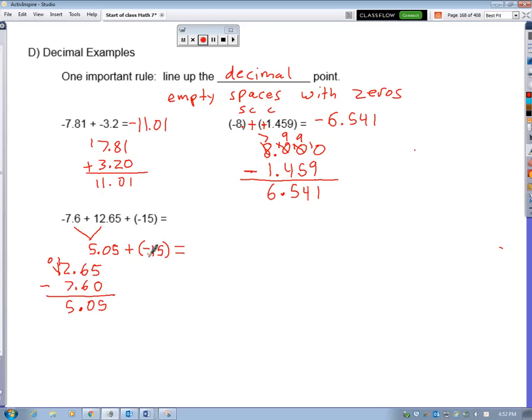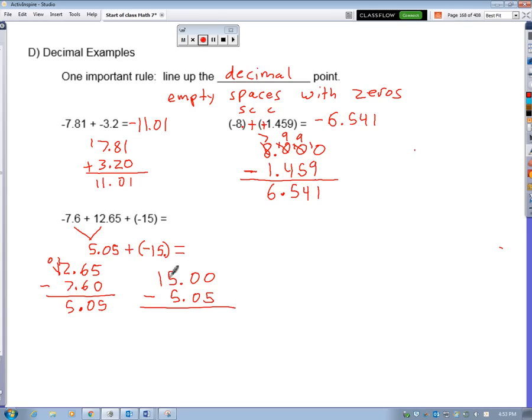Okay. Now since I'm adding, and they're different, positive, negative, I need to subtract. So I'm going to take care of that right over here. Put my bigger number on top. There's no decimal point with the 15, so let's add a decimal point with it. And let's put our 5.05 underneath of here. Throw on a couple zeros for those empty spaces. Remember, we're subtracting because they are different. Alright, let's see what we get for an answer here.